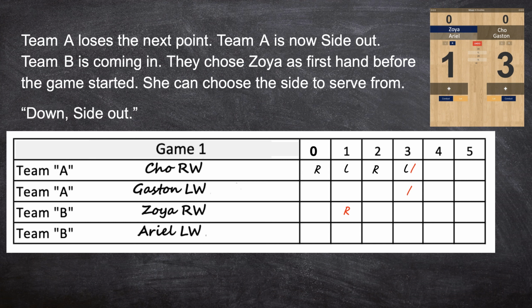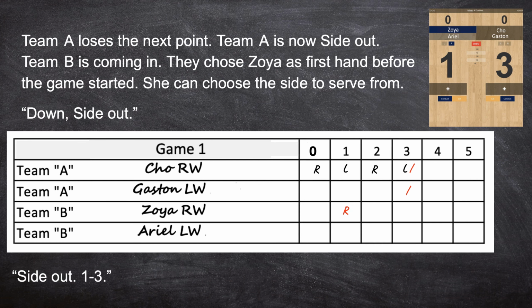For Team A's score, look at the furthest point column with an entry. The last entry is 3. Hey, Lynn, do I as a scorer say 3-1? Oh no, the score is also in the order server, receiver. B team is serving and has 1 point. A has 3 points. Side out, 1-3.